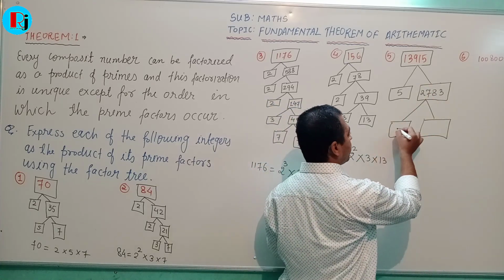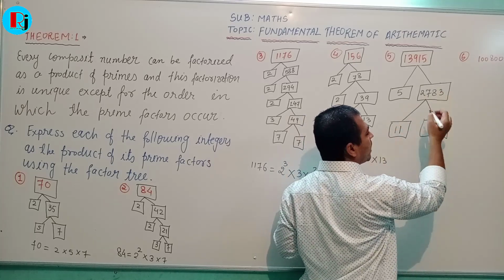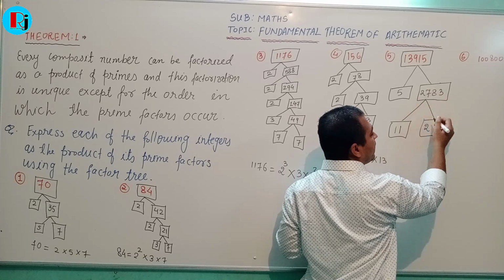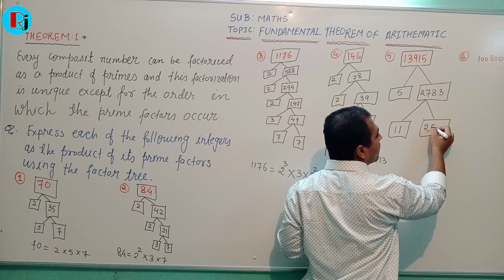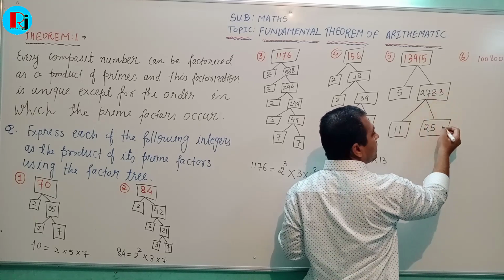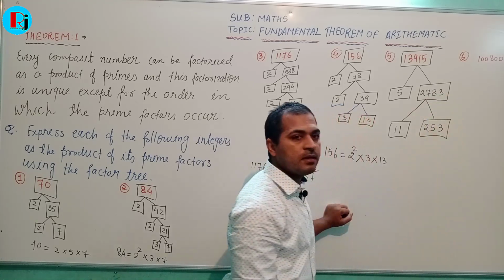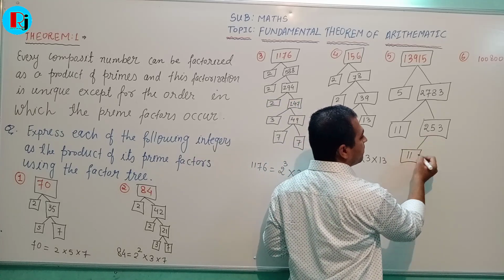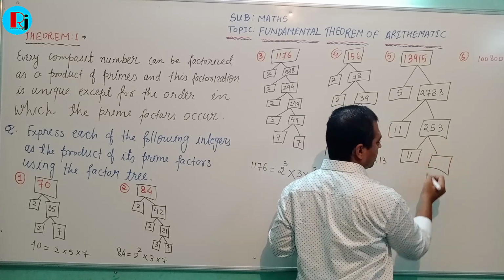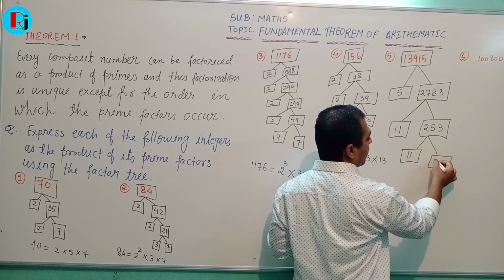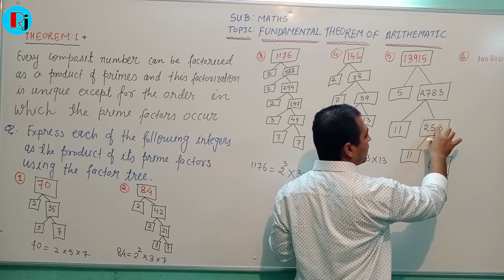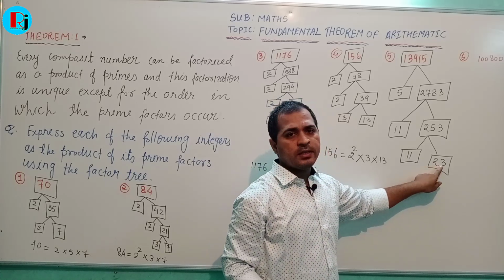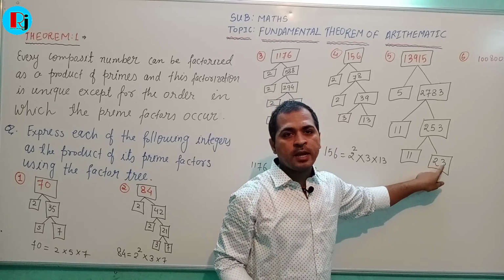So trying with 11, 11 2s are 22, there will be 58, 11 5s are 55, here will be 33, means 11 3s are 33. Again students, 253 is to be divided by 11. So 11 2s are 22 and 3 will be there, 11 3s are 33. Again, 23 can't be split because 23 is a prime number.